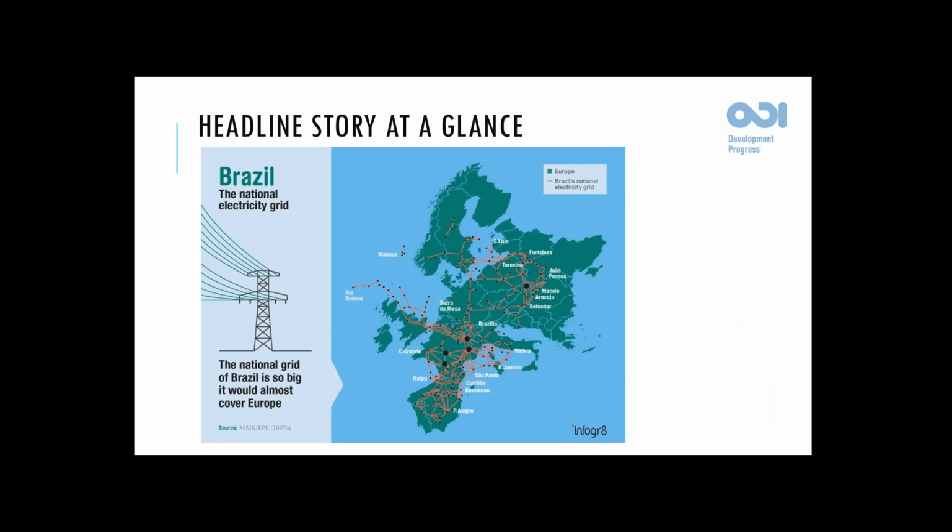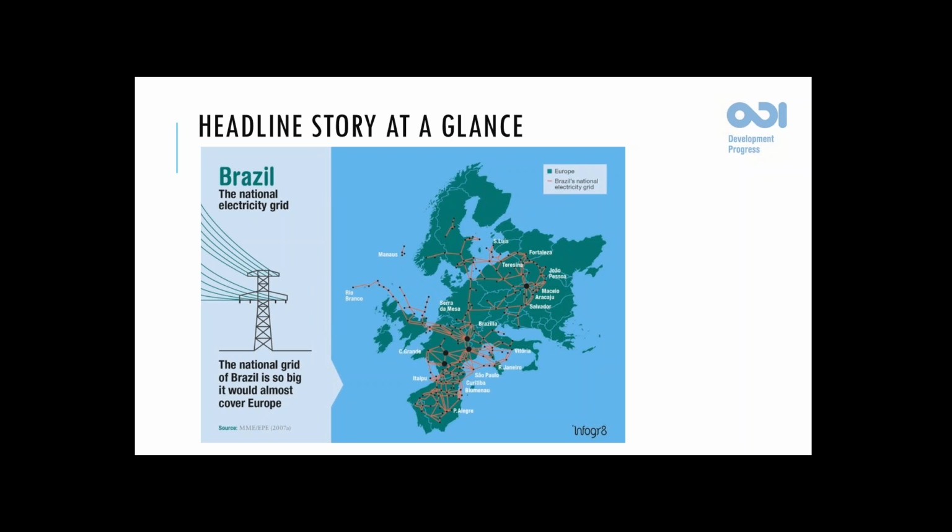Okay, so first infographic, trying to convey a headline story at a glance. This was an infographic that we produced to accompany our case study on Brazil, and again, like Vietnam, it was on access to energy. And we really wanted to convey to readers just how huge Brazil's challenge was in bringing electricity to its citizens. This was a concept that actually we can't claim credit for. We didn't come up with it ourselves. We found it buried in a policy document produced by an agency in Brazil.